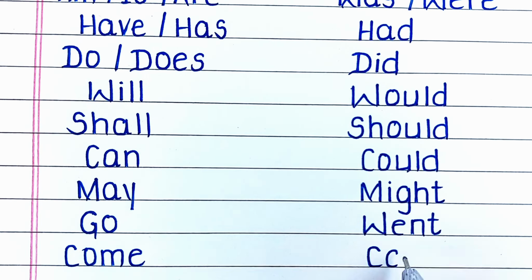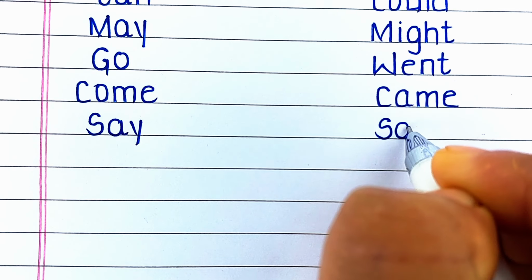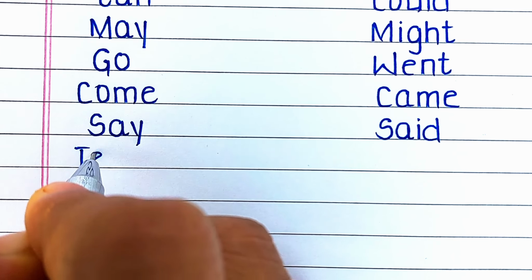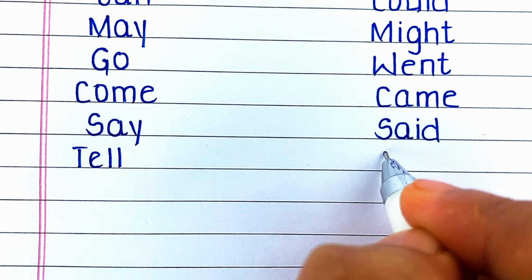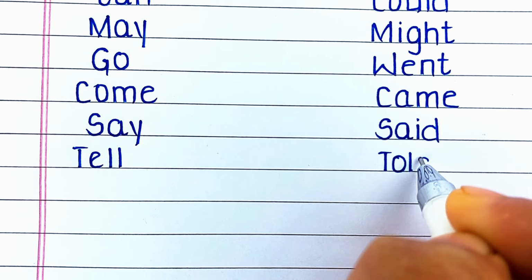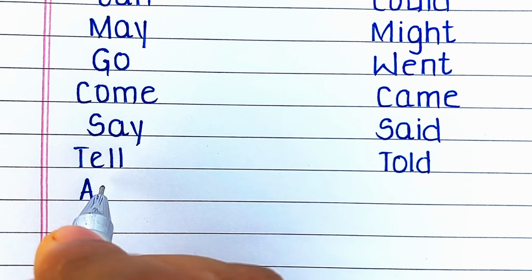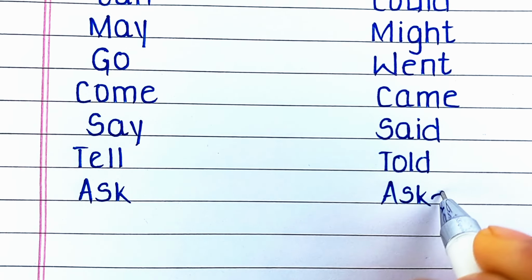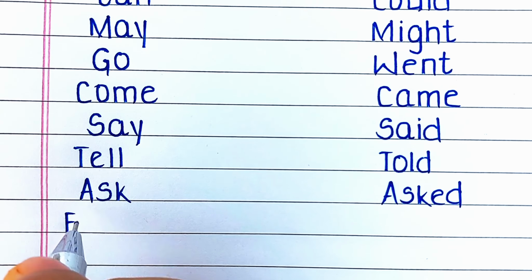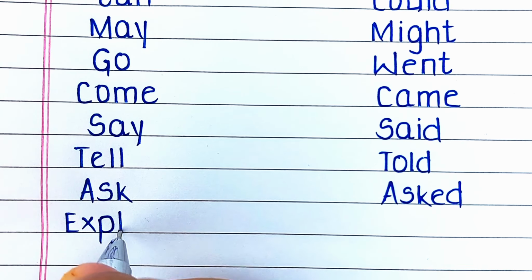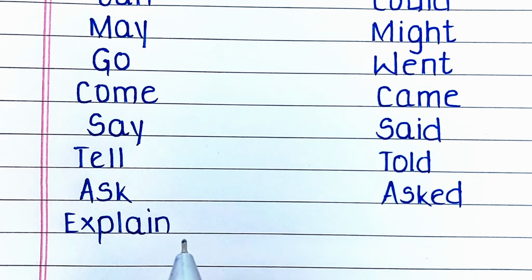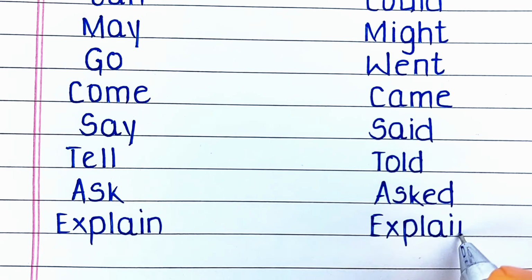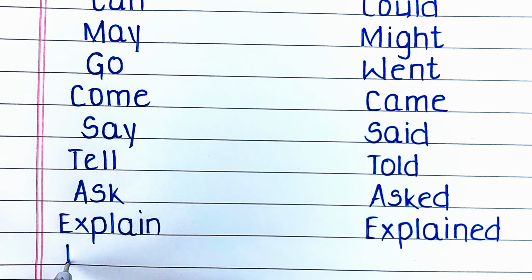Next word is say. The past tense of say is said. Next word is tell. Its past tense is told. Next word is ask. Its past tense is asked. Next word is explain. The past tense of the word explain is explained.